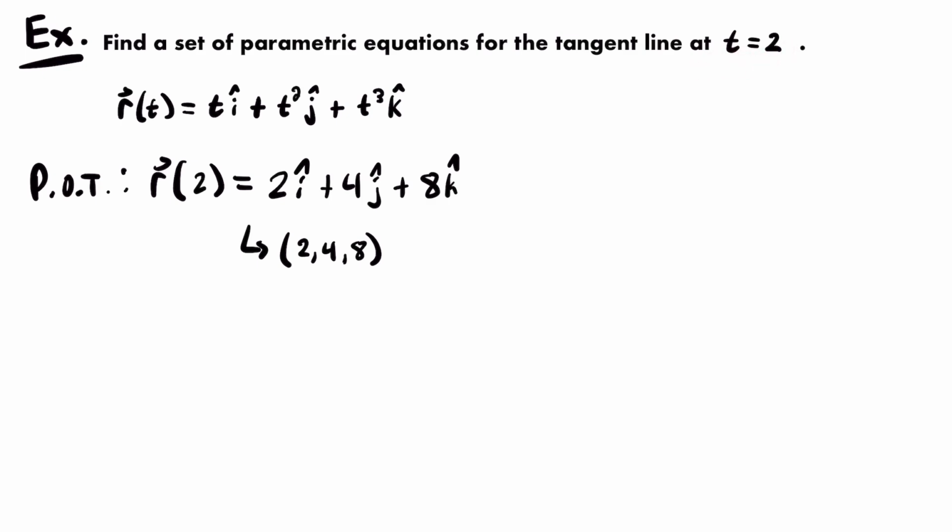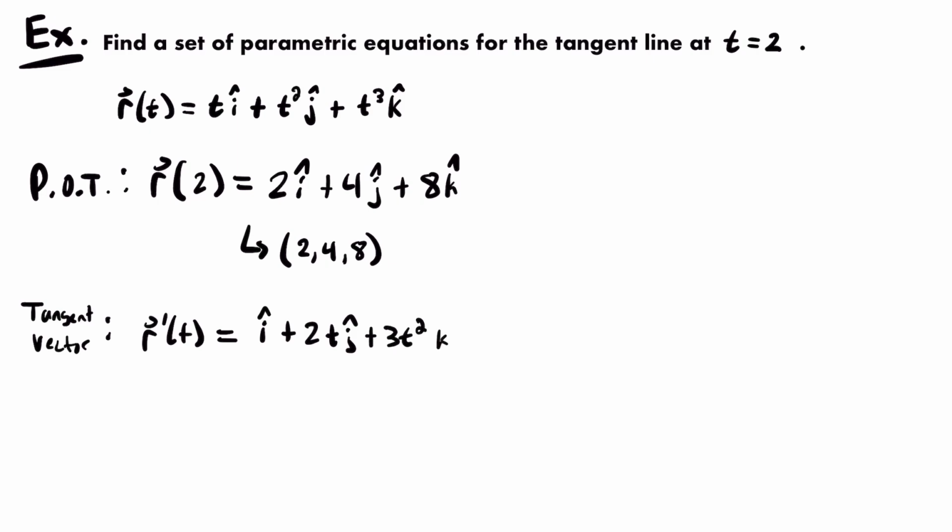So to find that tangent vector, we have to take the derivative of our vector function. And so we'll have r prime of t is equal to i plus 2t times j plus 3t squared times k. Right? The derivative of t is 1, the derivative of t squared is 2t, and the derivative of t cubed is 3t squared. We just use the power rule for derivatives in each case.